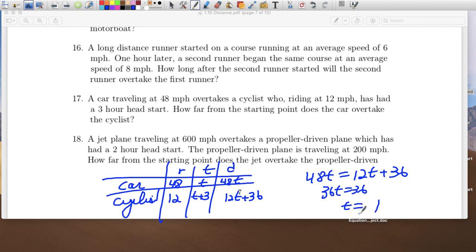And how far from the start? Well, if you substitute t with 1, you get 48 times 1, which is 48. In 48 miles, the car will overtake the cyclist. So whether you substitute it here or here, it doesn't really matter. And that's that.